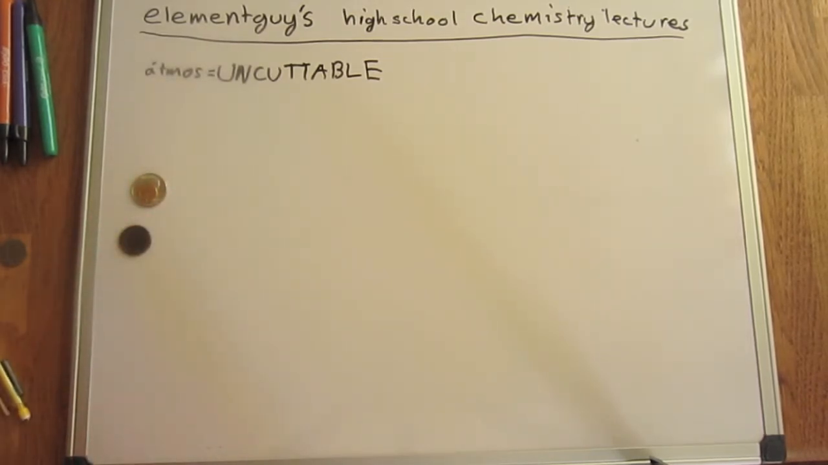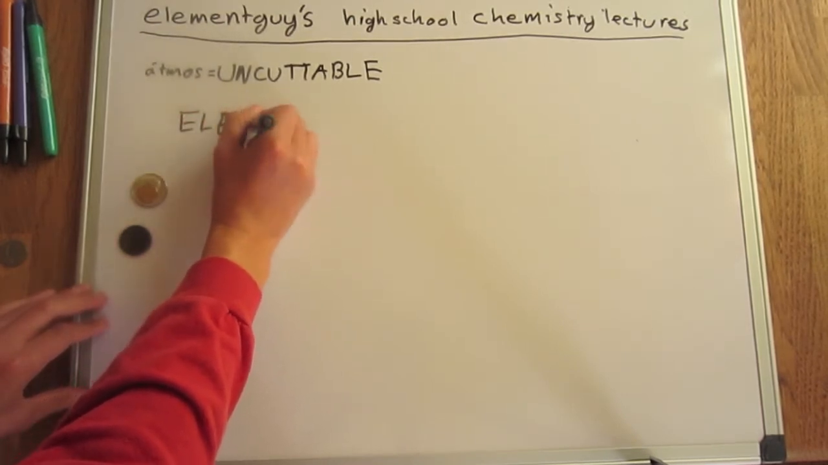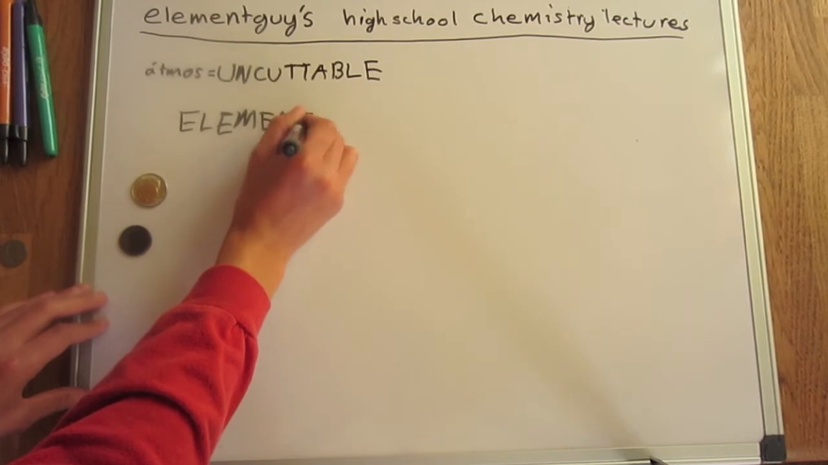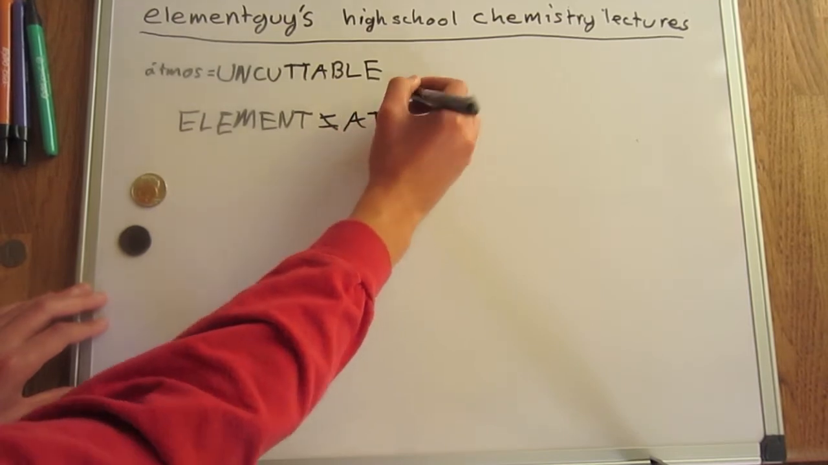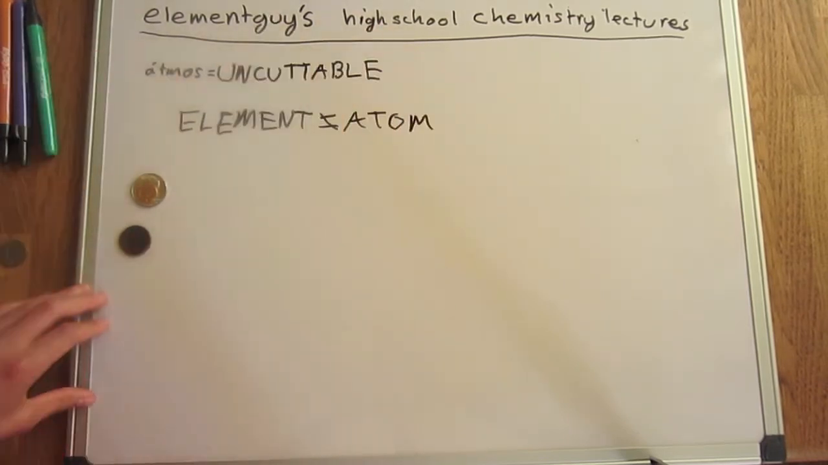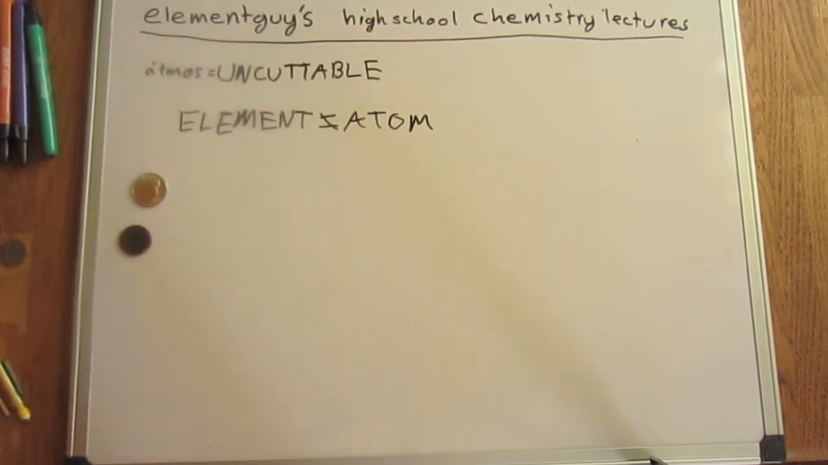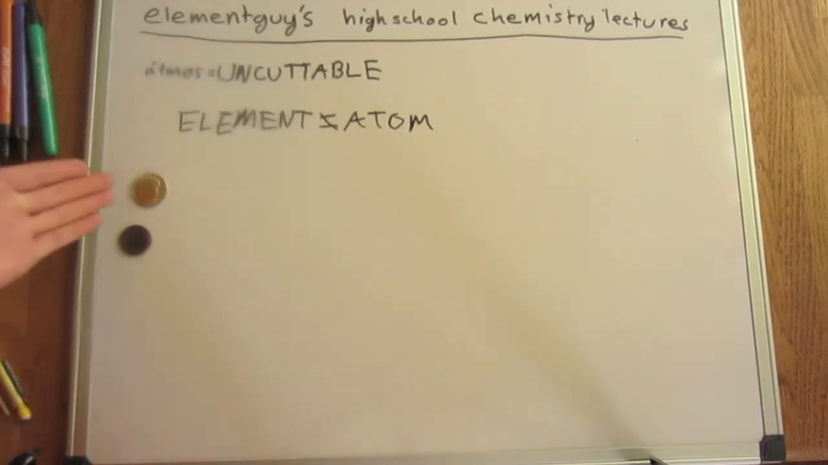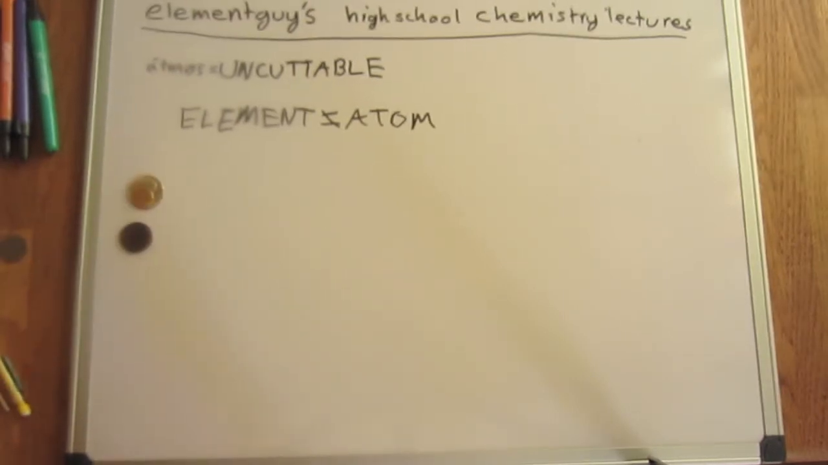Now, some people get confused between an element and an atom. Let me make this very clear. An element does not equal an atom. It is not the same as an atom. An atom is the fundamental smallest unit of an element, and the element is the substance itself, like the gold, silver, or copper that you see here. So that's a difference. You should keep that in mind because many people get confused with that.